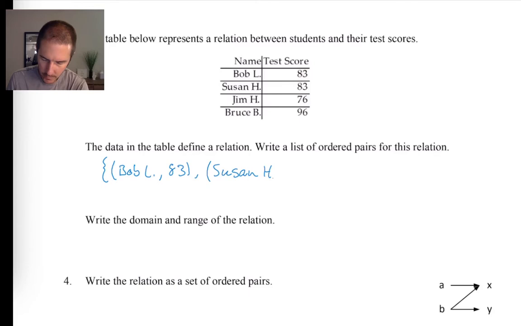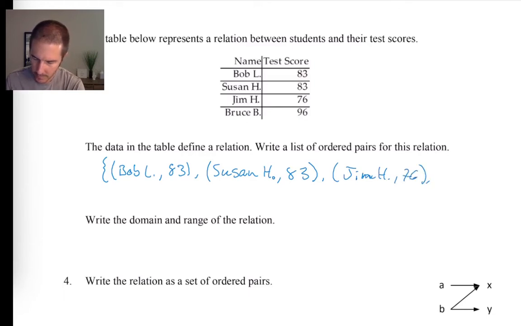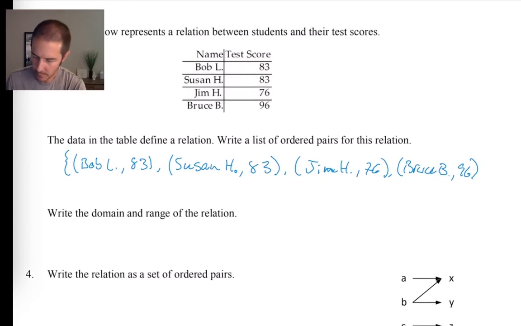And then in our next ordered pair, Susan H, 83 also. Next ordered pair is Jim H, 76, and finally Bruce B, 96. And then make sure you close your set braces here, or your set brackets. So that would be a different way of presenting this relation.